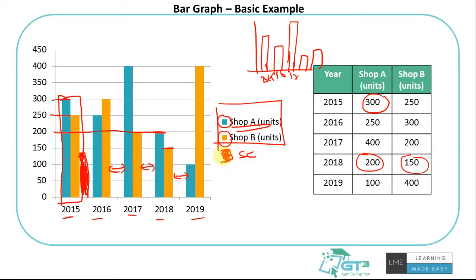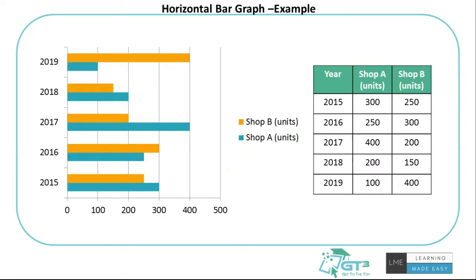There are other varieties. I can show the same piece of information by making the bar graph horizontal like this. There's nothing different, just the x becomes y and y becomes x in terms of axis. 2015, how many units are sold for shop A? 300. For shop B, 250. 2017, shop A, 400. Shop B, 200. 2018, shop A, 200. Shop B is 150. We do the same. Shop B in 2019 is 400. That's how we read it.